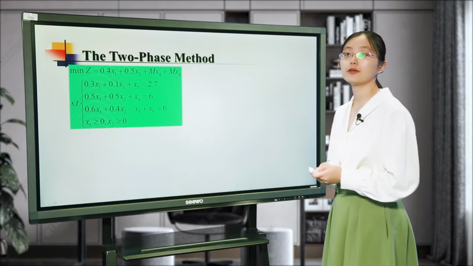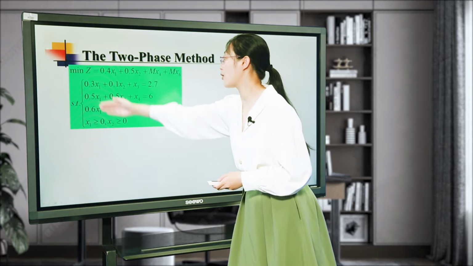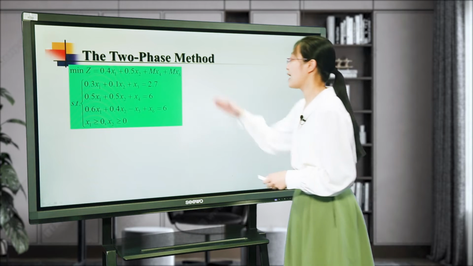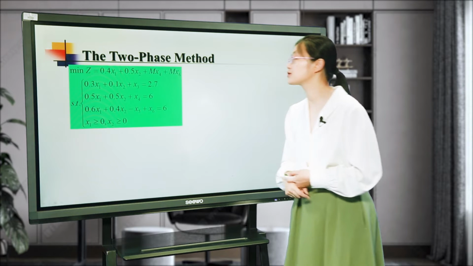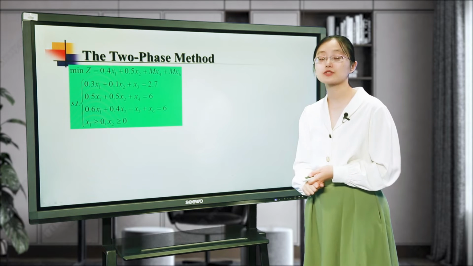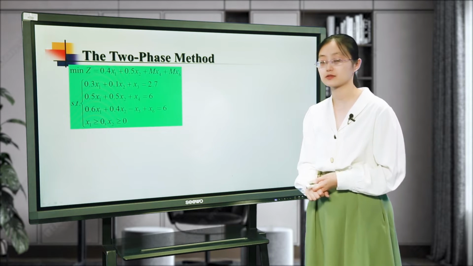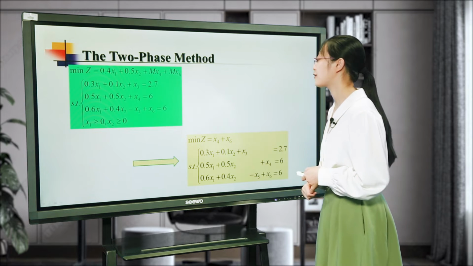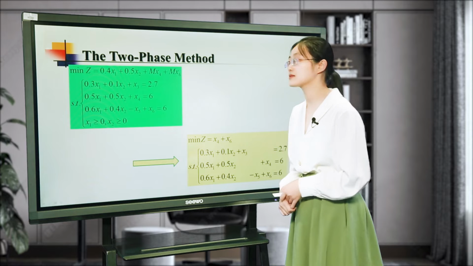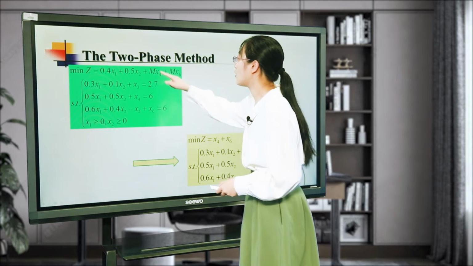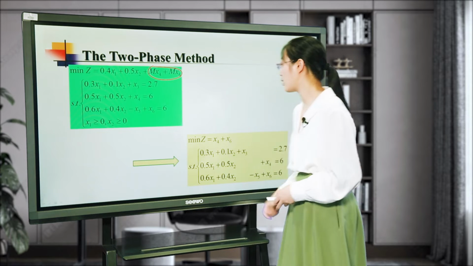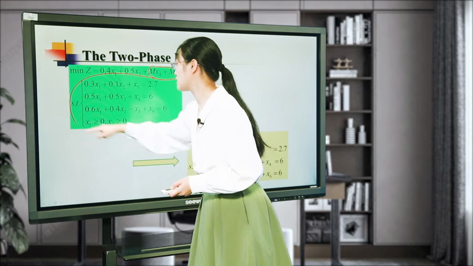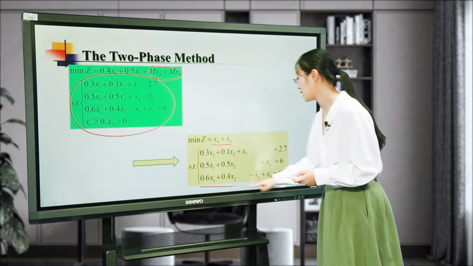For example, this is our original setup for the big M method. Since M is very large compared to these two coefficients, if we want to use the two-phase method, we will split the objective function into two parts. In the first part, we want to minimize the sum of only the artificial variables x4 plus x6 with all the revised constraints. All the constraints still stay the same.